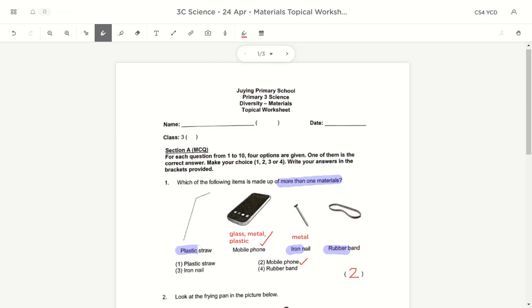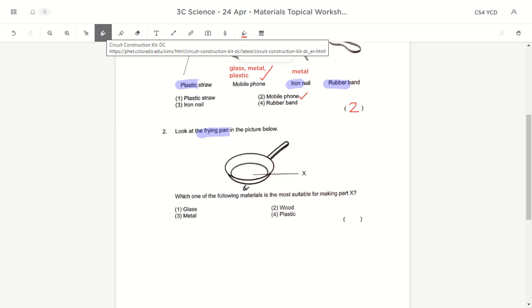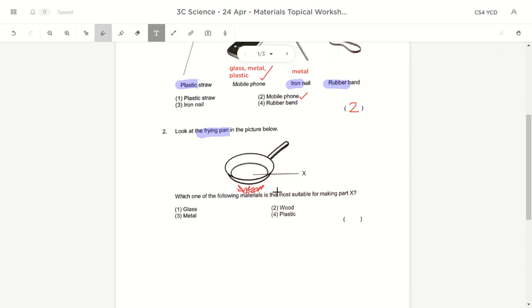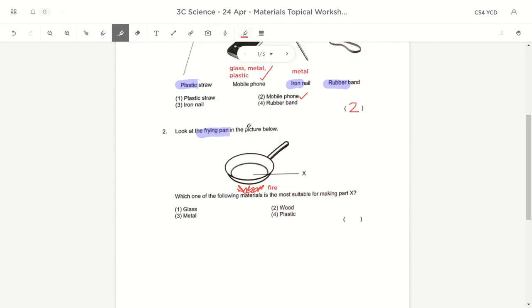Okay, this is a frying pan, and you realize that for frying pan there will be fire underneath. So let's just try to draw a fire. So let's say that there's fire underneath. Make sure that you know it's fire. Because the frying pan is used for cooking, there will be fire underneath the pan. And this is the part that I want to figure out. I want to know what material is most suitable for making this part, and you know this is the part that cooks your food, right? So which material is best for this part?